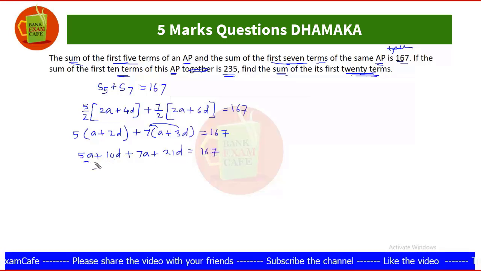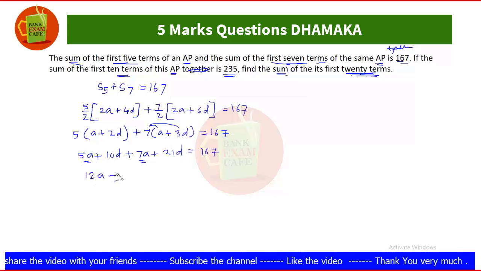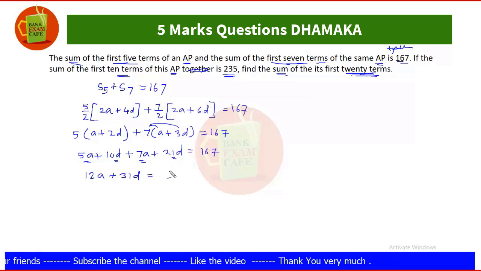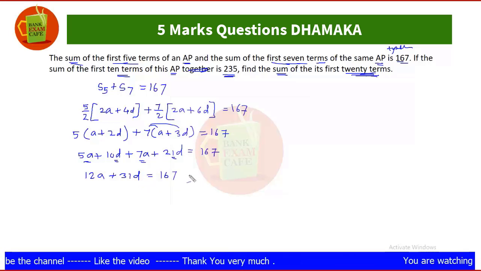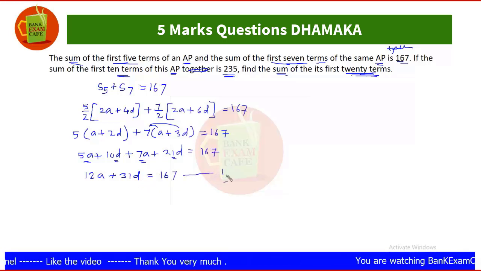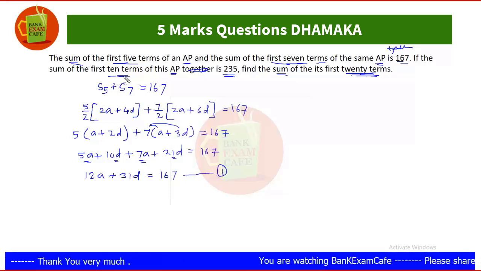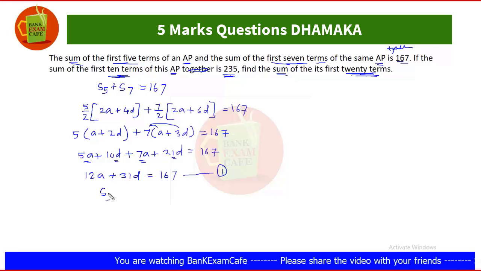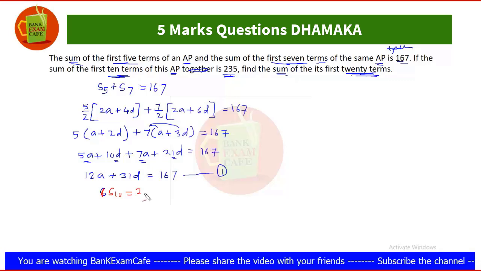Now here 5a plus 7a will be 12a, plus 10d plus 21d will be 31d, which is equal to 167. Since there is no common factor, give this as equation number 1. The second condition given is that the sum of the first 10 terms is 235. So the sum of the first 10 terms, S10, is equal to 235.